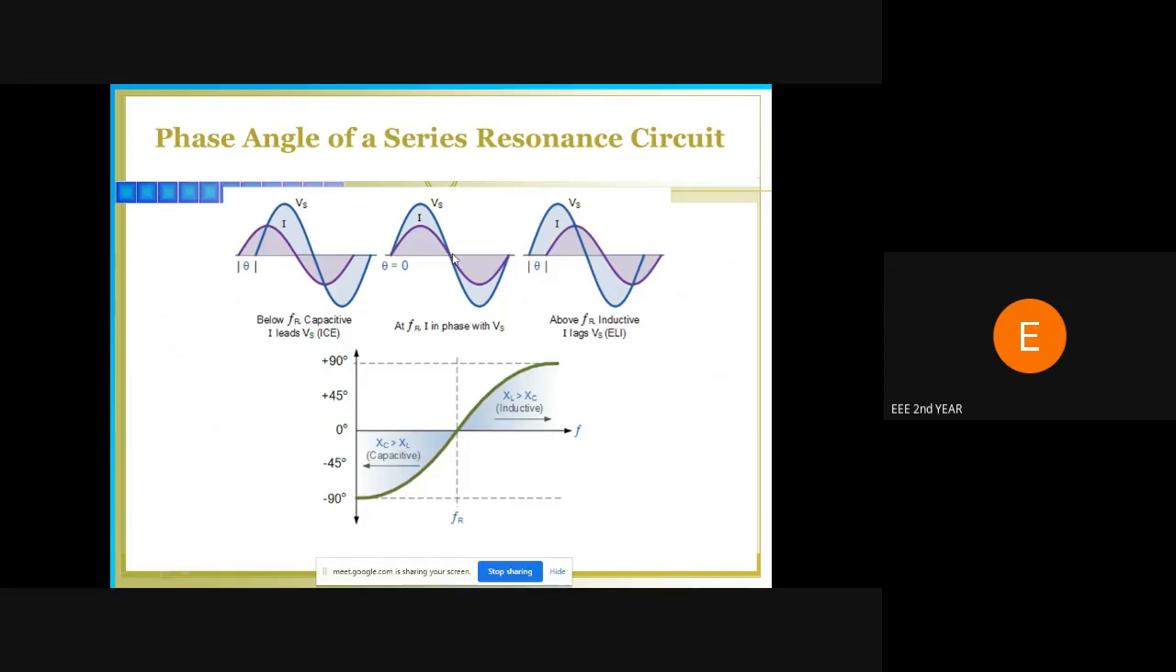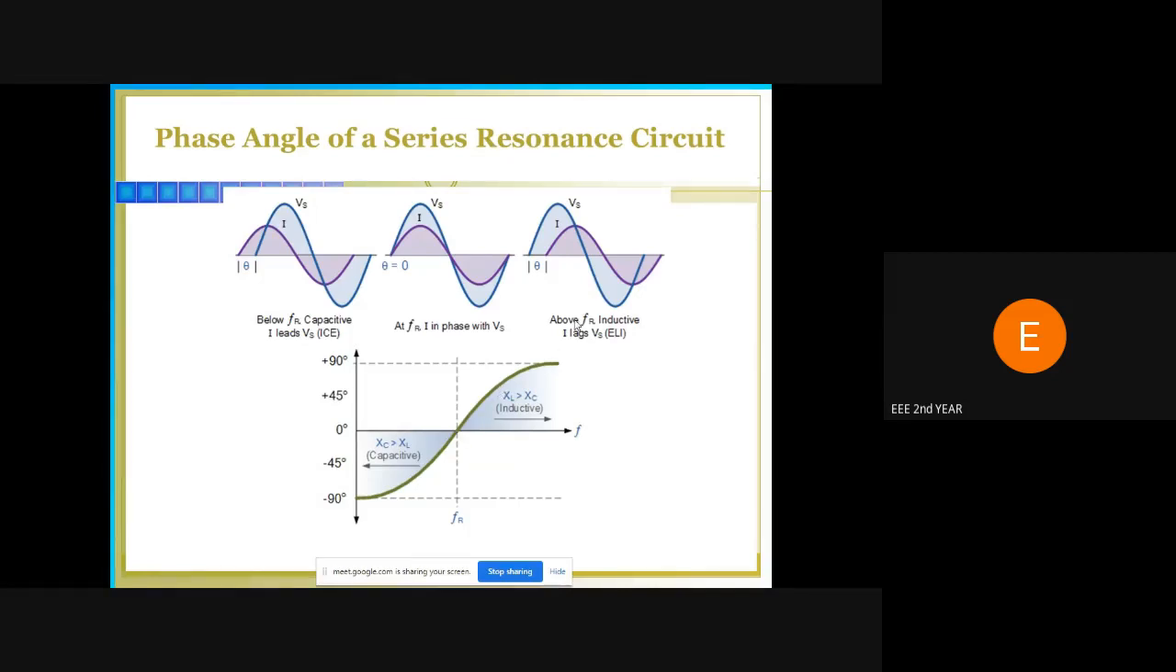At resonance, commonly, your XL is equal to XC, and your power factor is unity, and the voltage across the inductor and capacitor are equal. So at that condition, I is in phase with Vs, which means both voltage and current are in phase at this point, right?